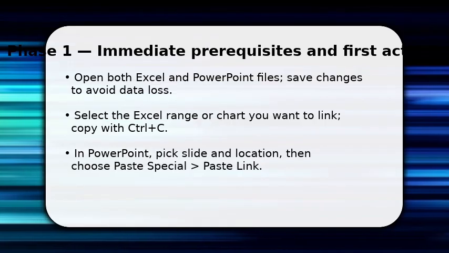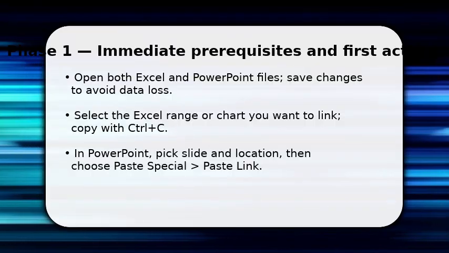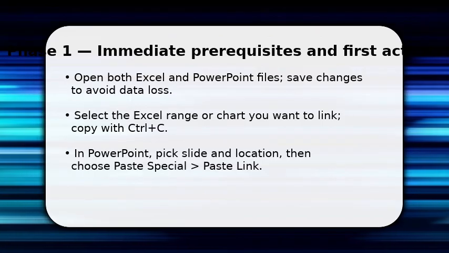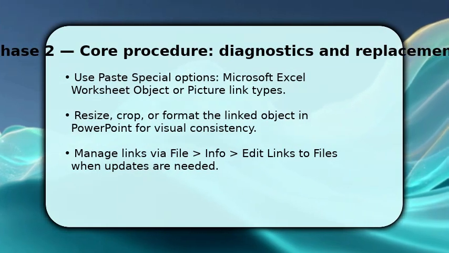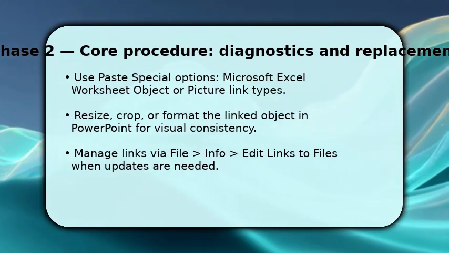Once there, use Paste Special and choose Paste Link. This creates a live connection. You do this because a linked object updates automatically when the Excel source changes, keeping your slide accurate without manual edits. Once linked, you need to control how updates behave and how the object looks.